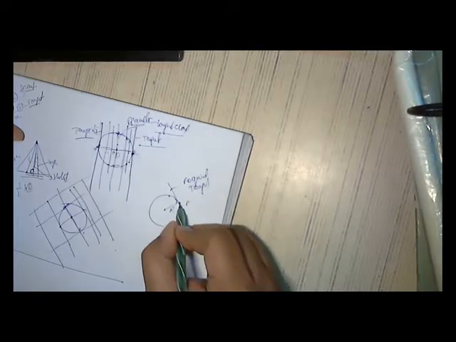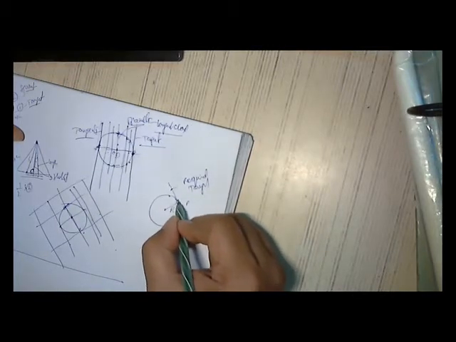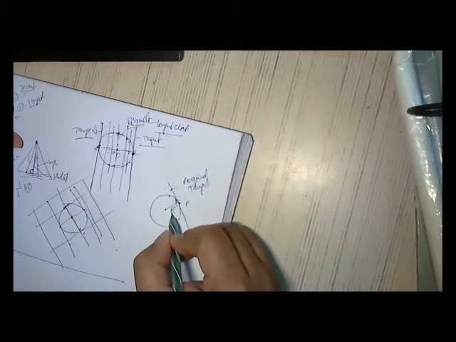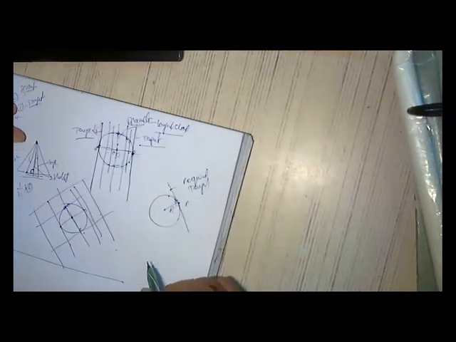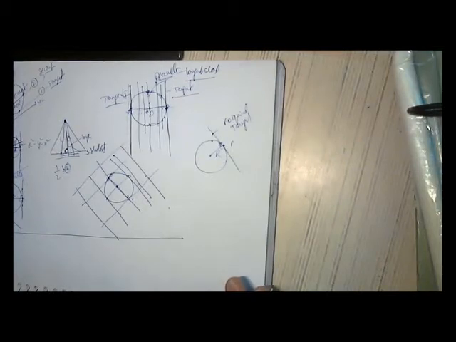How will I draw? First I will draw R. Then at this point I will draw a 90 degree line to this R. So this is the required tangent. Okay, that is how we draw a tangent.